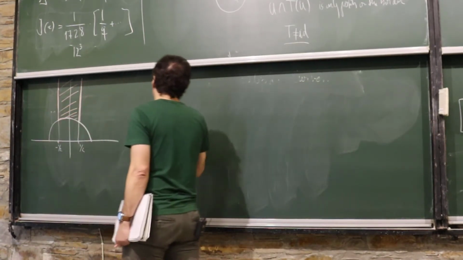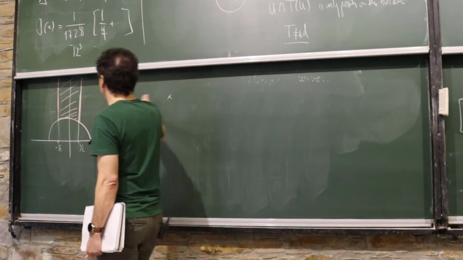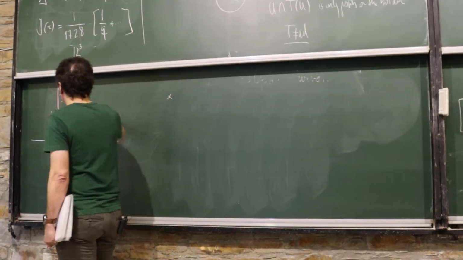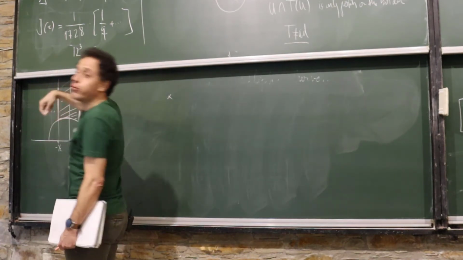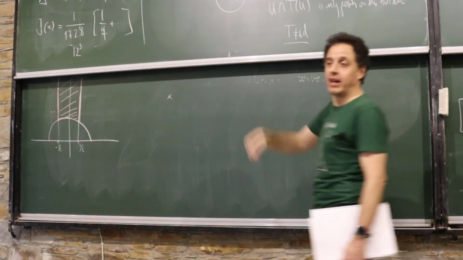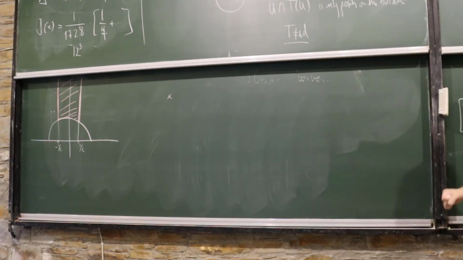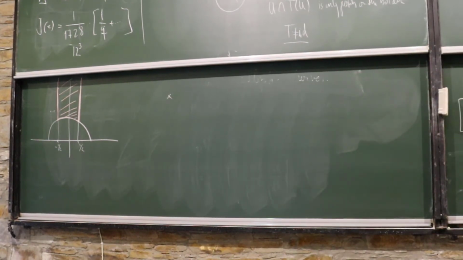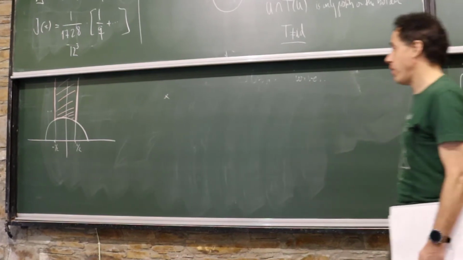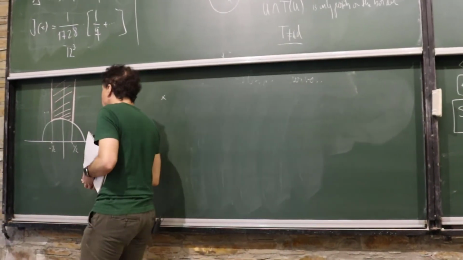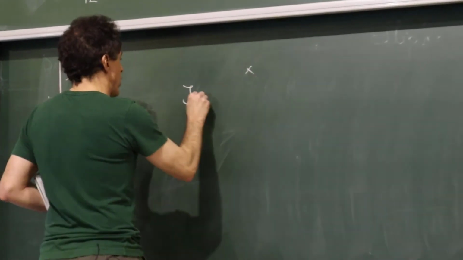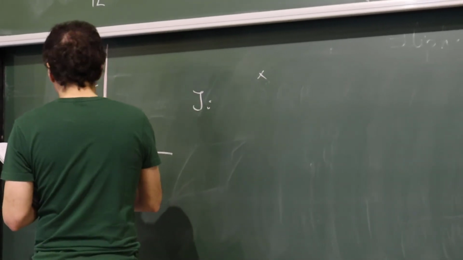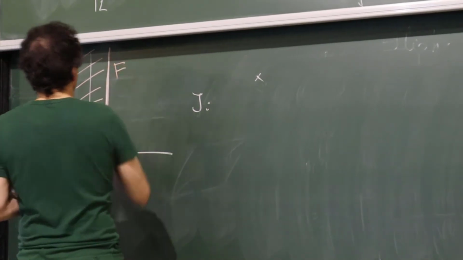Well, this is not so difficult. For instance, using translations, you can take any element to an element of this strip here, and then you have to use some inversions, things like this, to move the element into your red set there. Okay, so J can be considered as a function defined on this fundamental domain called F.